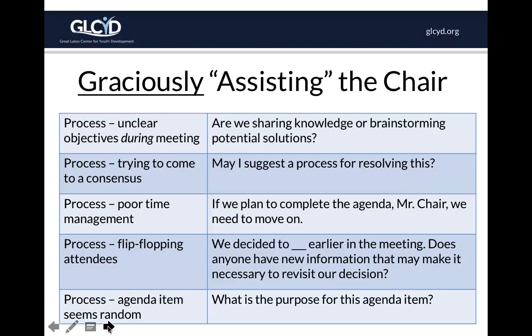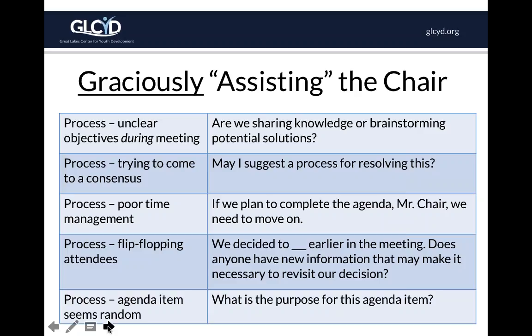And then another one is when you're trying to come to a consensus and the chair hasn't laid out a good process for how to drive the group to consensus. And if you have an idea, then you can just say, may I suggest a process for resolving this? And actually the chair would probably be very grateful if you were in that situation and you did that.